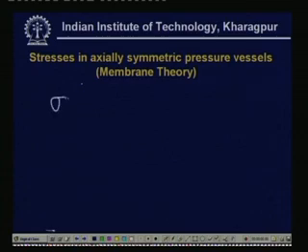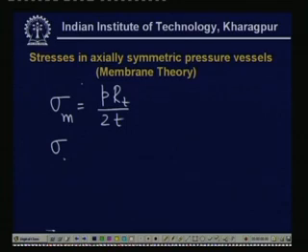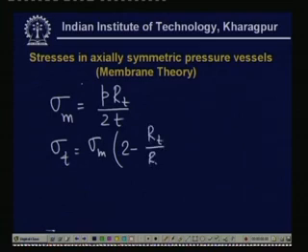Now, let me write it down again. This is sigma m, which is equal to P R T divided by twice T, and sigma T is sigma m times 2 minus R T divided by R m.